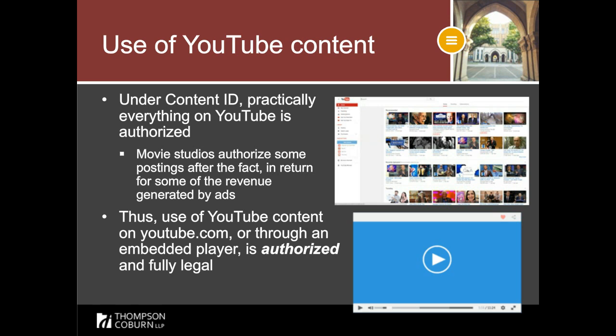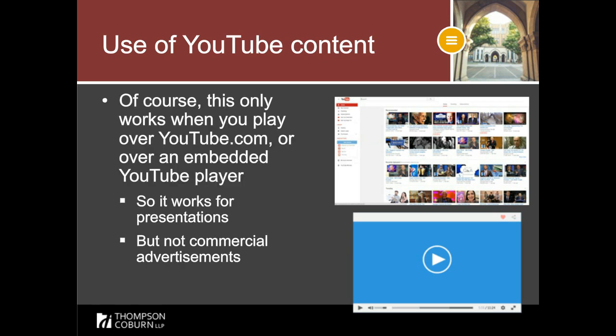So that is an out for you if you ever want to illustrate your talks with commercial movies or even commercial music, for example. You can do it without paying license fees if you go through YouTube. The one requirement is you must go through YouTube. So you're going to have an internet connection. You have to either play from YouTube.com or through a YouTube embedded player. But so long as you do that, anything you play on YouTube is presumed to be licensed.